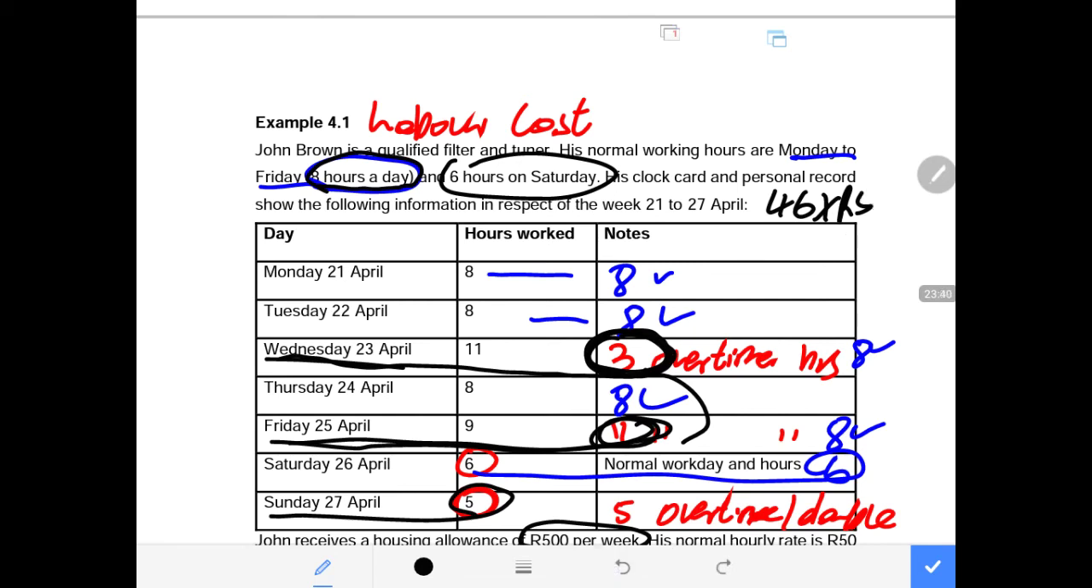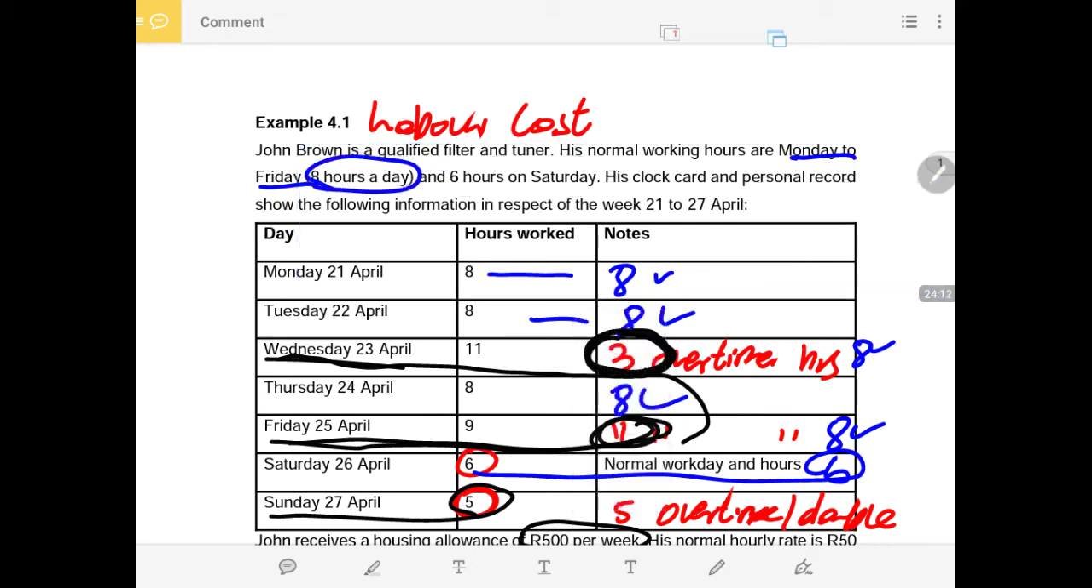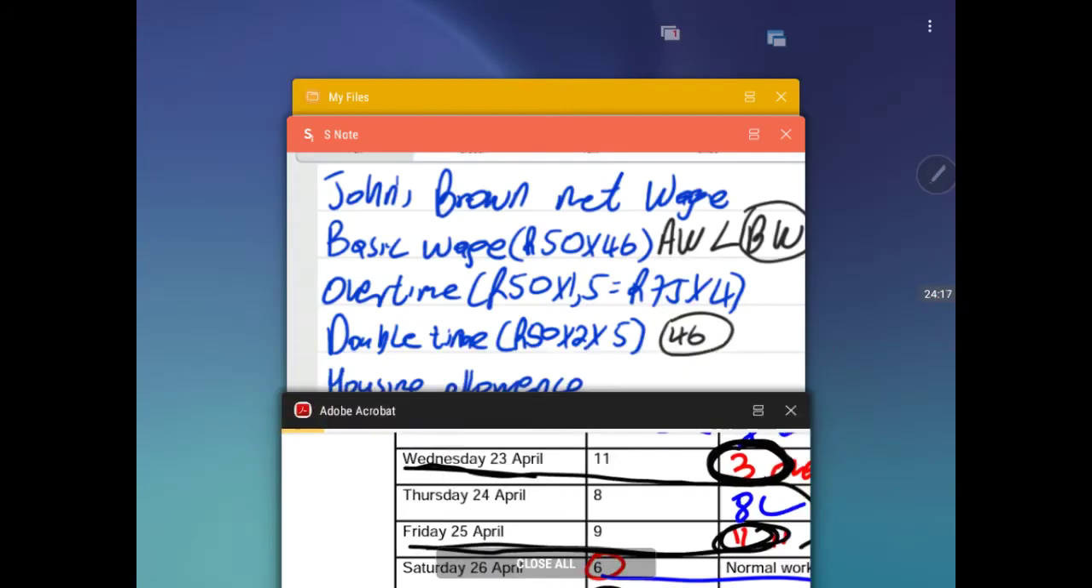Now, if in a random month this employee happens to work only 42 hours, and we multiply this by 50 rand, it does not give us the normal wage or the basic wage. So now we need to calculate the UIF not based on this 42 hours, but based on the 46 hours. So please guys, bear in mind that this is very crucial to be mindful of. It will always be based on the normal hours that the employee is supposed to work based on his contractual agreement with the company, or based on his normal operating hours with the company.